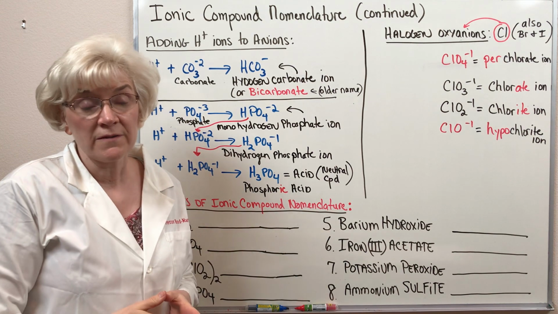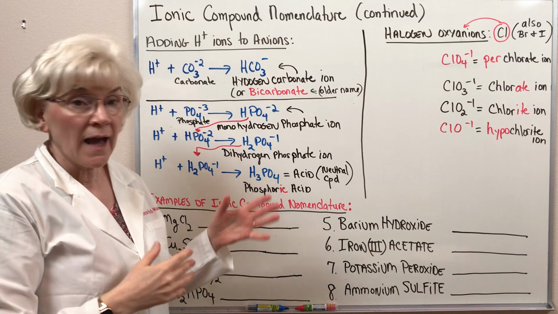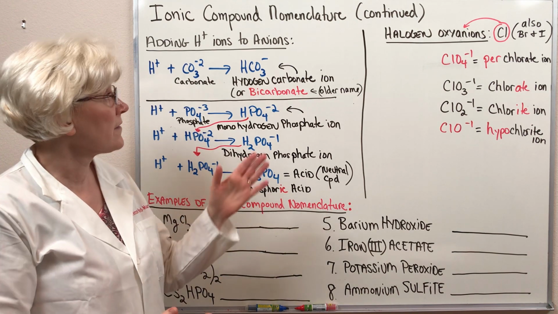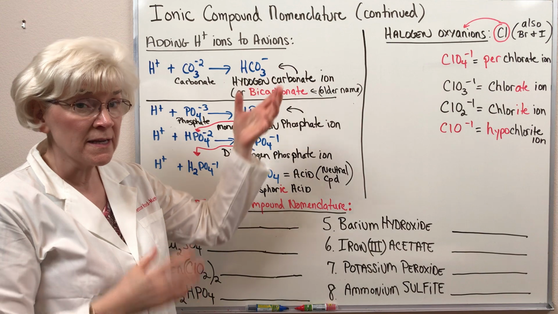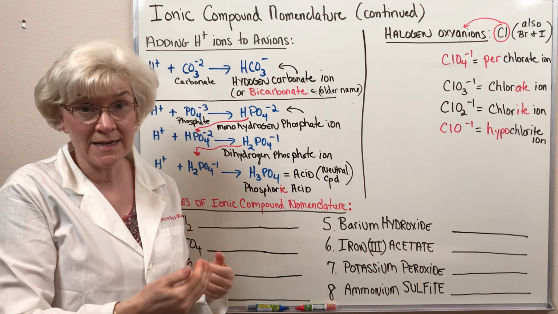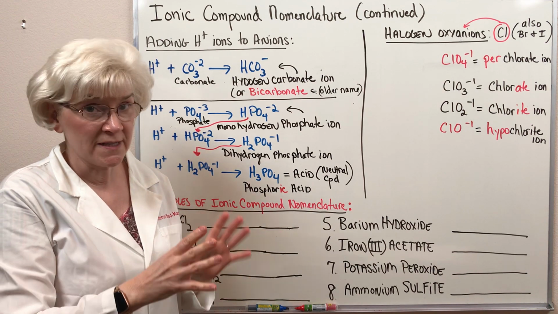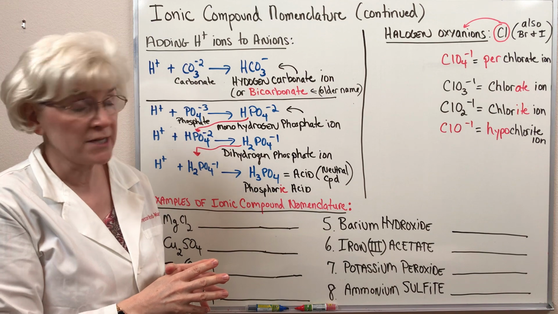In this second part of our discussion of ionic compound nomenclature, I'd like to continue our discussion of how to name anions, looking at two additional groups of anions that I did not have an opportunity to talk about in the first part of this discussion of ionic compound nomenclature.